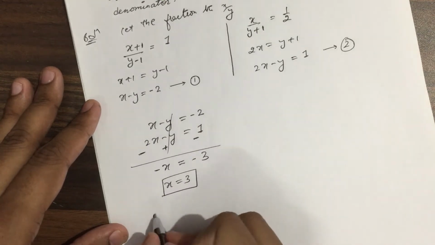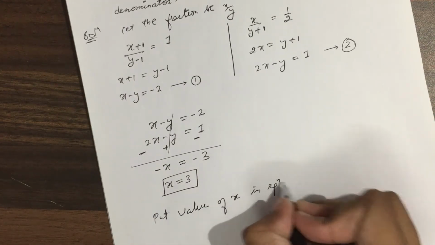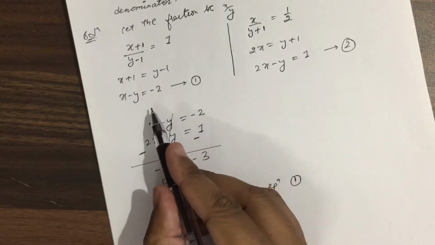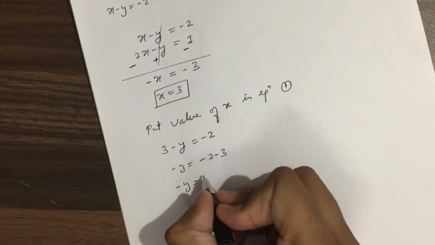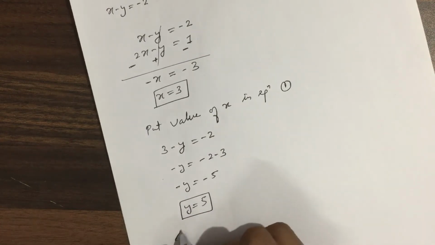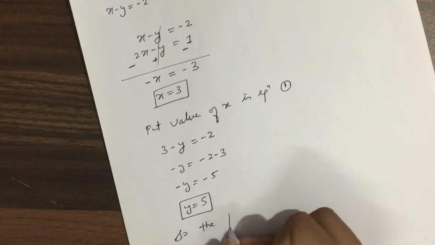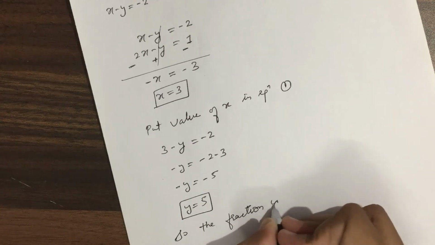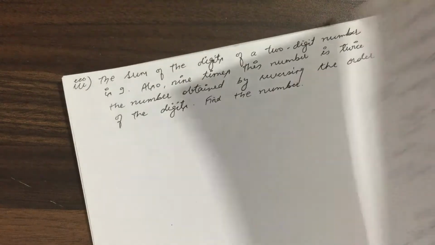Okay? Now put the value of x in equation 1. Equation 1 is x minus y equal to minus 2. In place of x, we will put 3. 3 minus y equal to minus 2. Minus y equal to minus 2 minus 3, minus y equal to minus 5. This will give you y equal to 5. So x is 3 and y is 5. So at last we will write, the fraction is x upon y, which means 3 by 5. Okay. Now come to problem number 2.